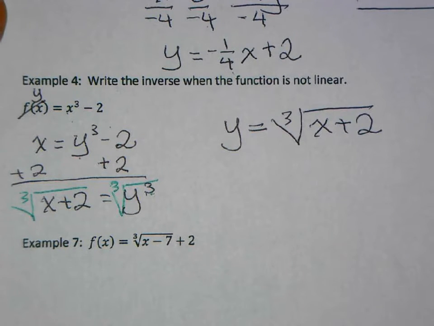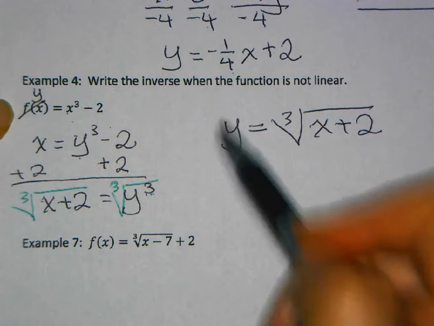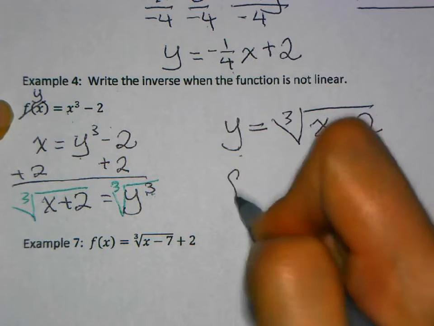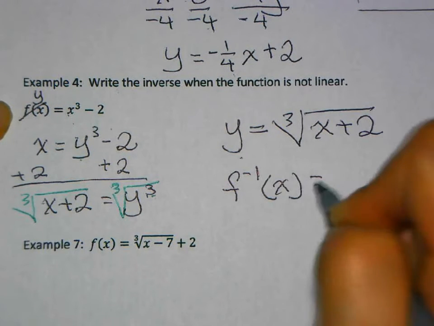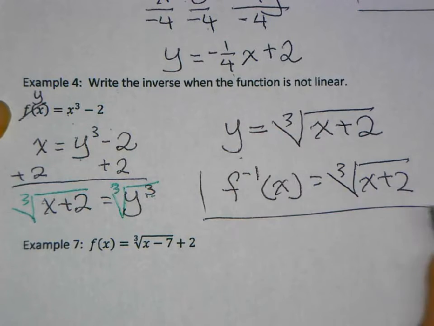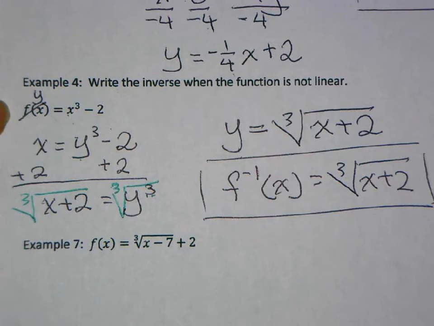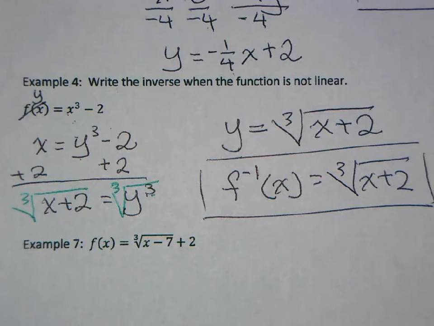Again, I can't just leave this as y because we started with f of x. So this is an inverse. So this should be written as f inverse of x equals cube root of x plus 2. And that is the inverse of my original function, x cubed minus 2. And then it gave you some practice, and then it gave you another example.